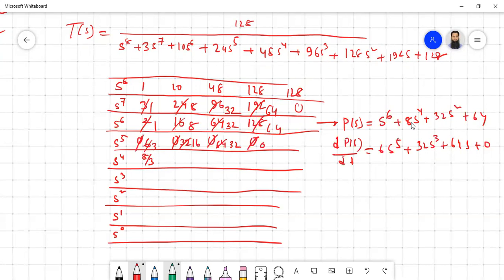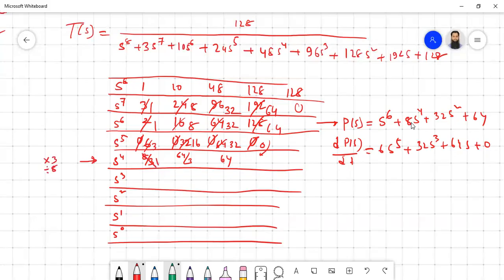Then you have 3 into 32, 96 minus 32, that is 64, 64 by 3. And then you have the last one, the 64 will just come here, so 64. So now this row can be multiplied by 3 and divided by 8.